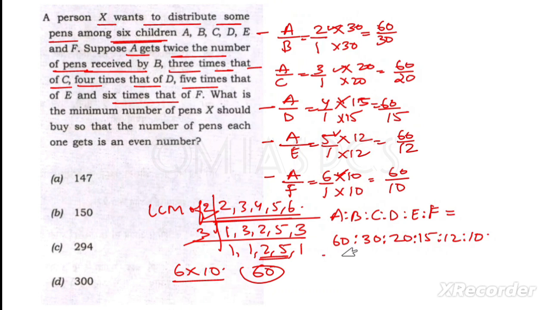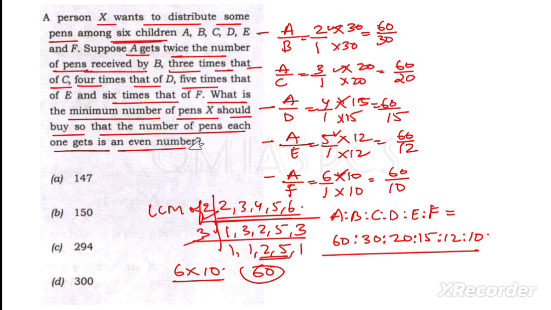Now look at the question. What is the minimum number of pens X should buy so that the number of pens each one gets is an even number? Now you know what an even number is. Don't say that you don't know what an even number is. So I think here is the concept of number system as well as ratio and proportion. Both concepts are used, and the LCM concept is also there. So we have to combine all concepts in this question.